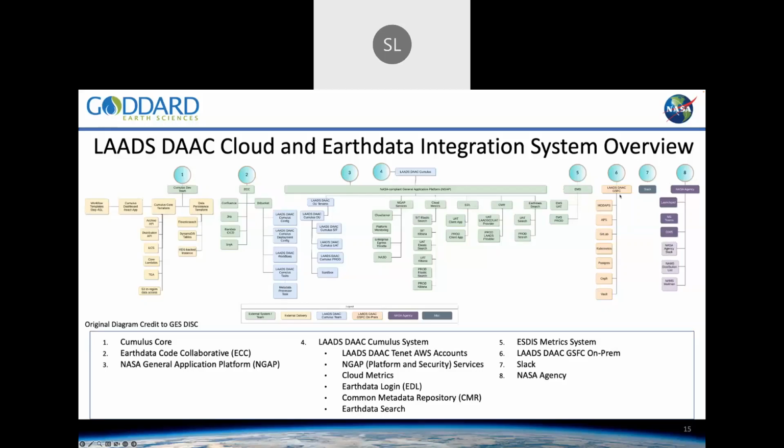We have our on-prem system, LAADS DAAC. And then we have infrastructure tools. Slack is one used for communication for the different teams. And then we have the NASA agency, which helps us with authentications and all sorts of other clients. So again, that's just a broad overview.